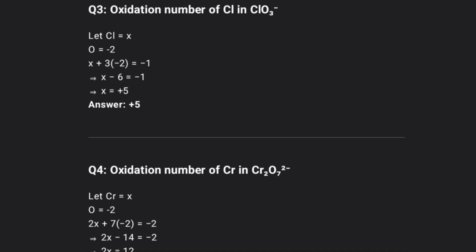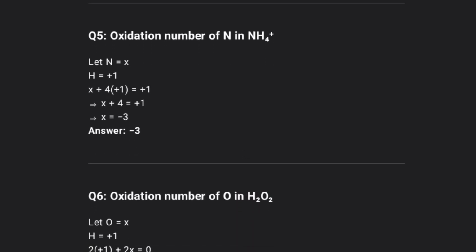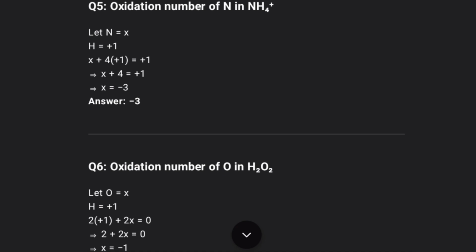Q4, oxidation number of Cr in Cr2O7²⁻. Let Cr equal x, O equal -2: 2x + 7(-2) = -2, 2x - 14 = -2, 2x = 12, x = +6. Answer: +6. Q5, oxidation number of N in NH4⁺. Let N equal x, H equal +1: x + 4(1) = +1.